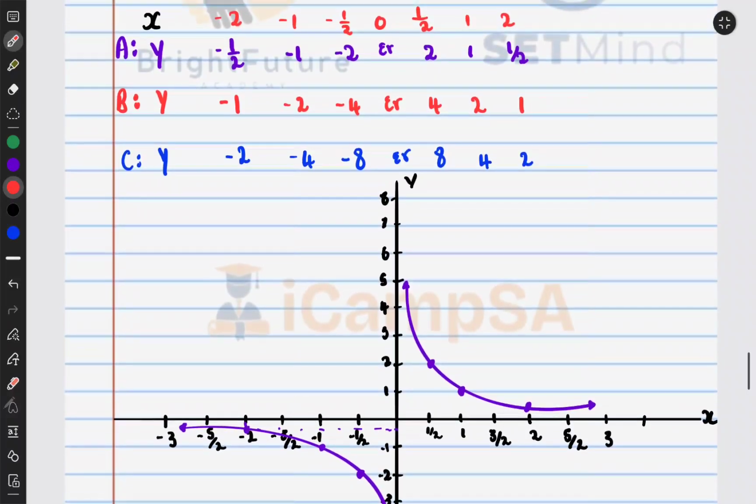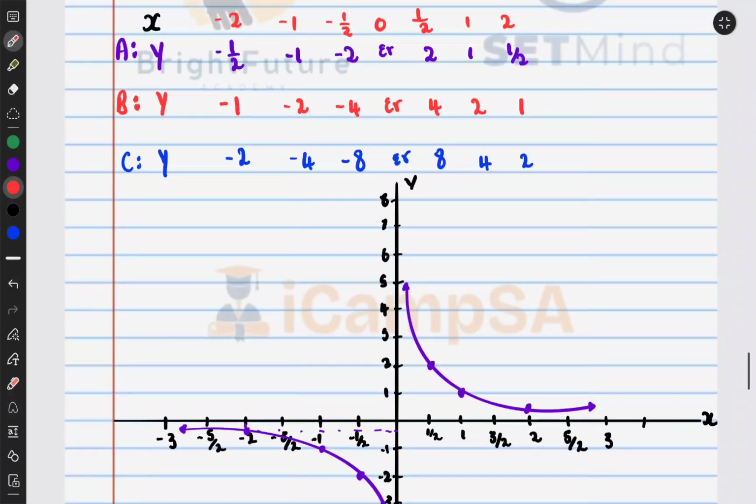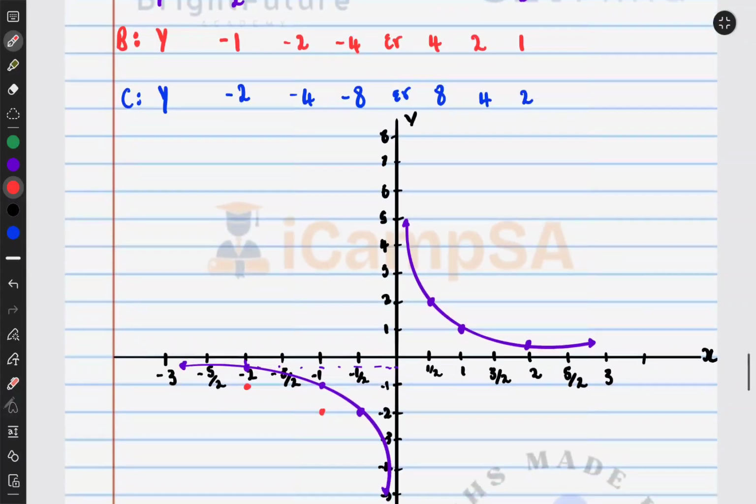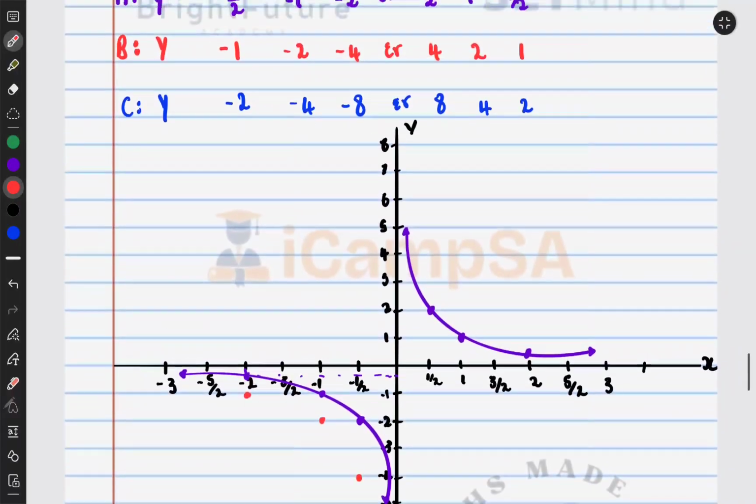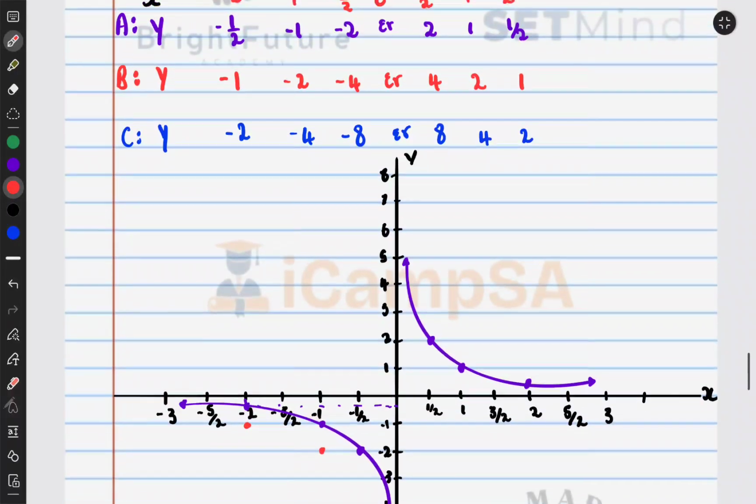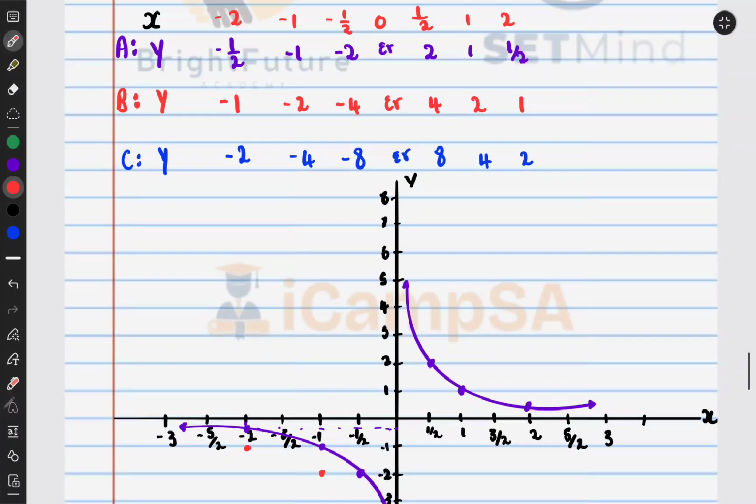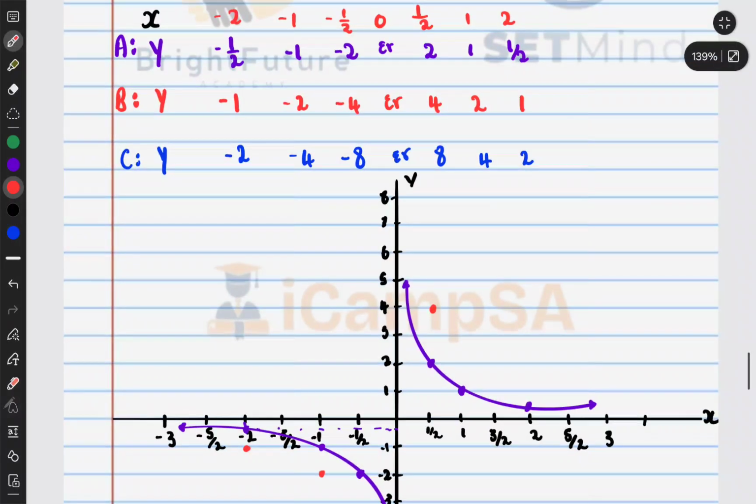So where x is -2, y is -1, so it's here. Where x is -1, y is -2 here. And then where x is -half, y is -4 here. And then we have 0, and then we have where x is half, y is 4, so it's gonna be there. Where x is 1, y is 2, and then where x is 2, y is 1.